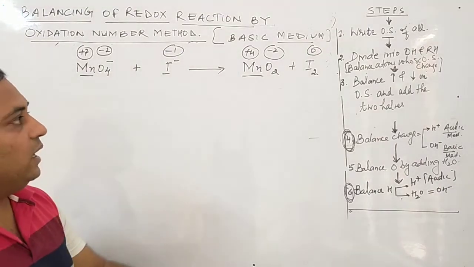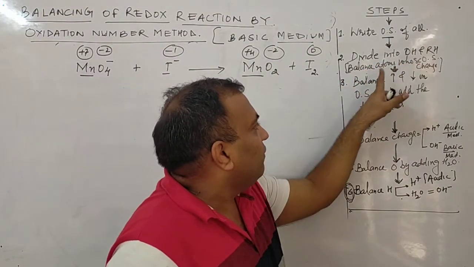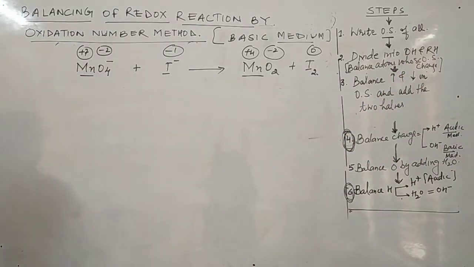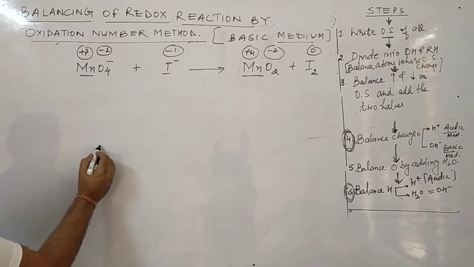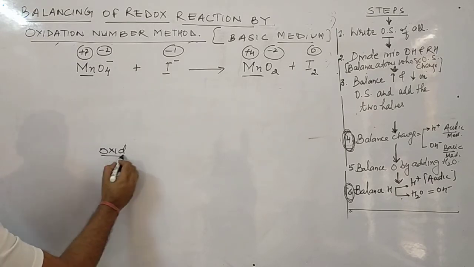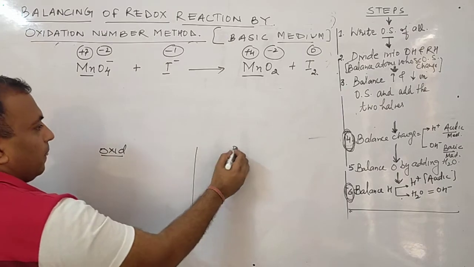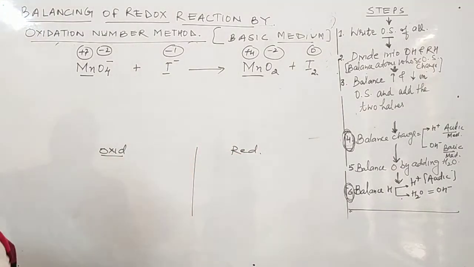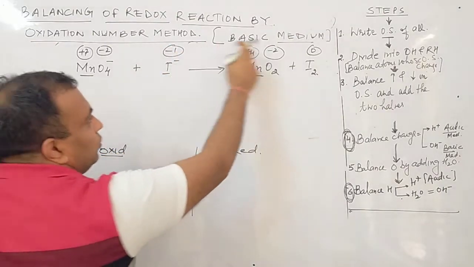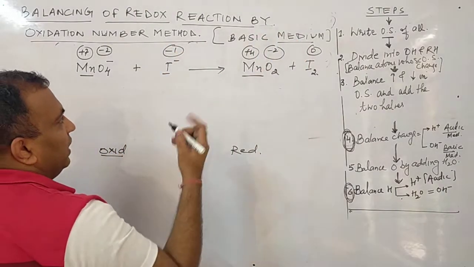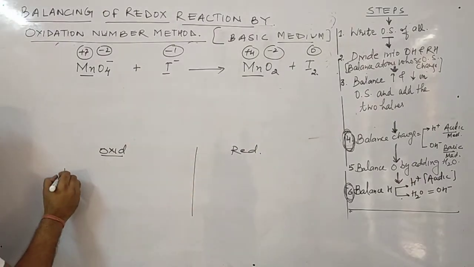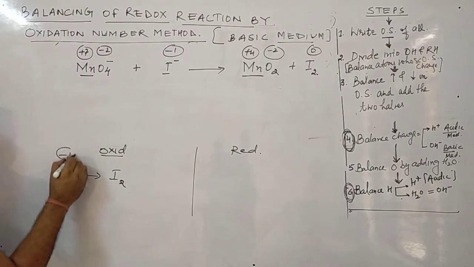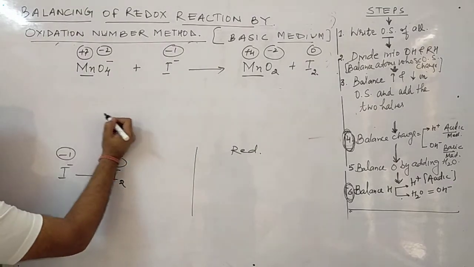We have to simply divide into oxidation and reduction, balance that, and use oxidation state changes. Just see out, I write oxidation, I write reduction. Oxidation means increase. So the increase is -1 to 0. This will be the increase, so I will write I negative to I2, and here the state is -1 and here the state is 0.